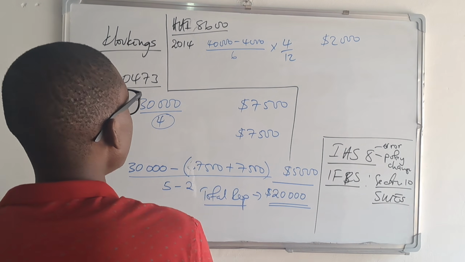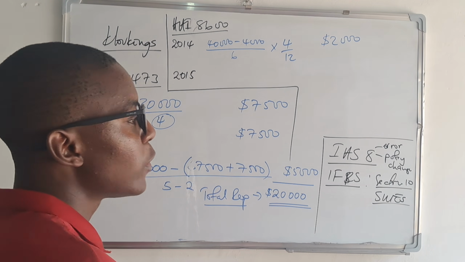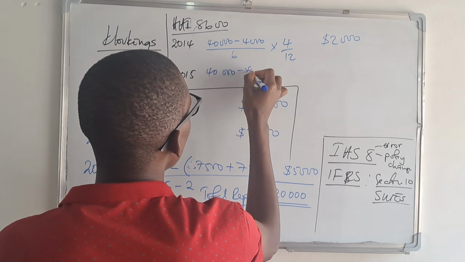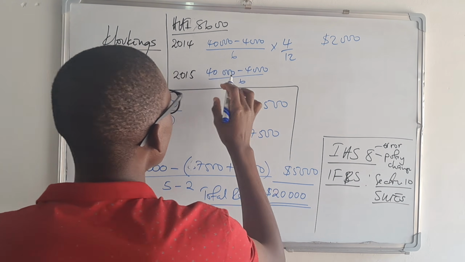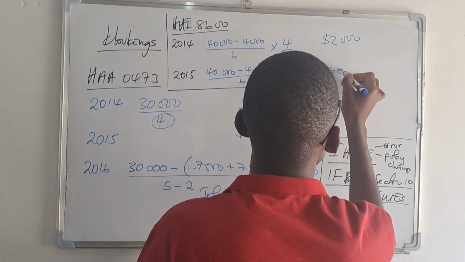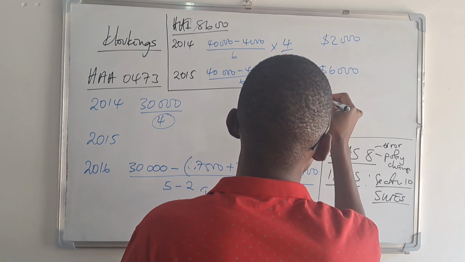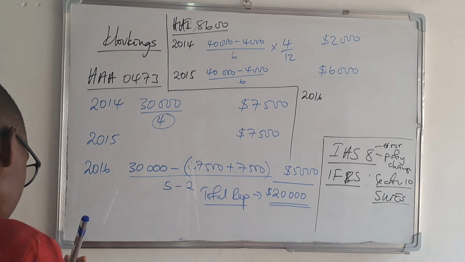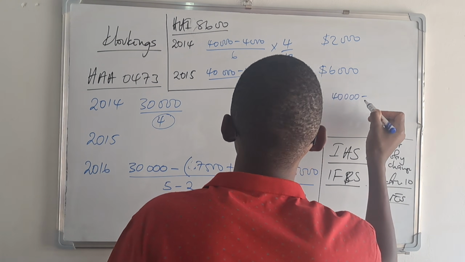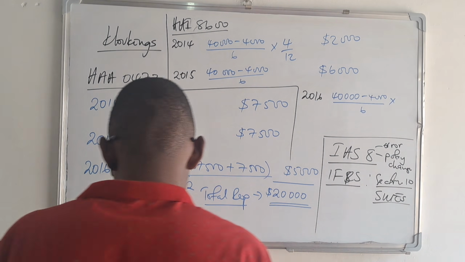Then for 2015, nothing happened. We are going to calculate the whole year's depreciation for 2015. 40,000 minus 4,000 over 6, you get 6,000. But we have 2016. In terms of 2016, you are going to calculate the cost, which is 40,000 minus 4,000 over 6 times what?